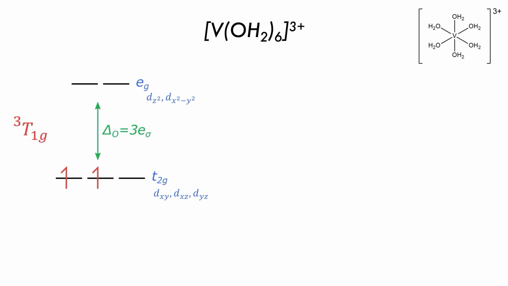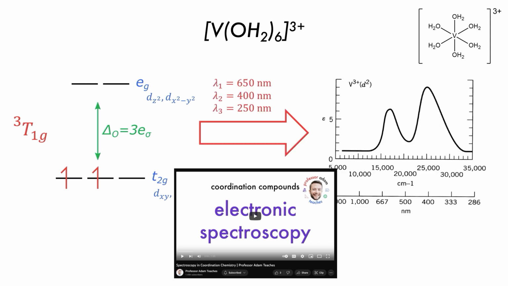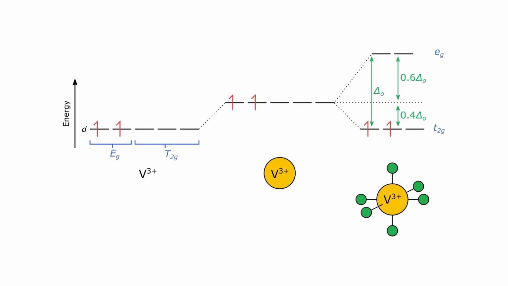The origin of this problem started when we discussed the electronic spectroscopy of coordination complexes, and then we're hit with the problem of why there are three transitions visible in the absorption spectrum of a d2 electron complex, such as this hexaaqua vanadium(III) complex. Solving this problem is done with the help of crystal field theory.